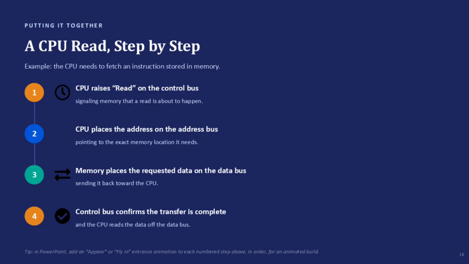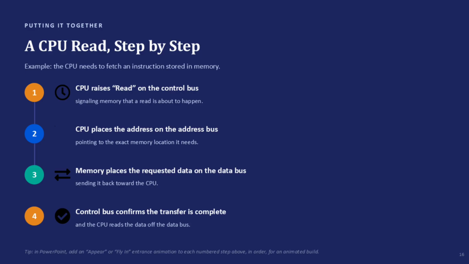Now we have reached the most exciting part of this lesson. So far, we have studied the address bus, data bus, and control bus individually. But inside a real computer, these buses never work alone. They always work together. Let's follow a complete CPU read operation and watch exactly what happens.